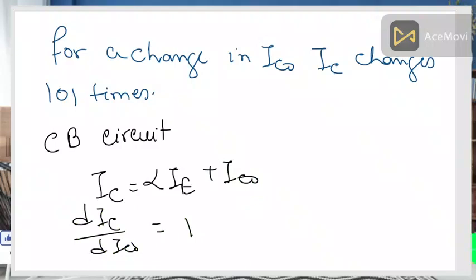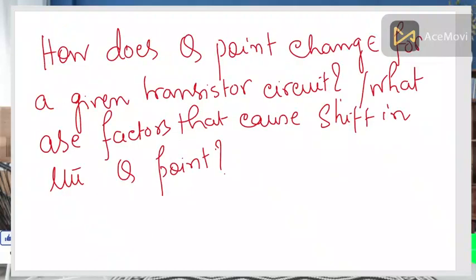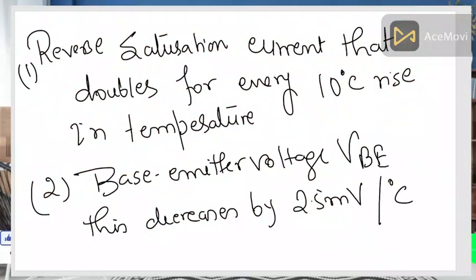Now we have to see what are the different arrangements for stabilizing the circuit, or what are the different biasing circuits that are used for stabilization. And the most important thing that is asked many times in the examination is on what factors does Q depend, or how Q changes for a given circuit.